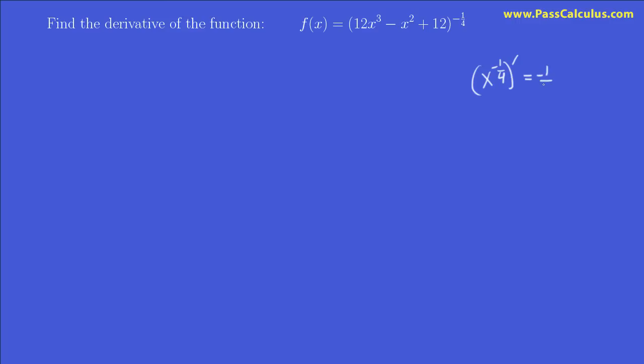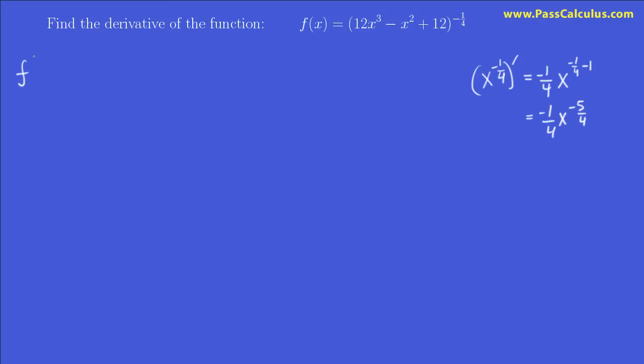We bring the negative 1 over 4 to the front, x stays, and then we do negative 1 over 4 minus 1. And negative 1 over 4 minus 1, that's negative 5 over 4, right? Now, the point I'm trying to make is that this is very similar to this one.